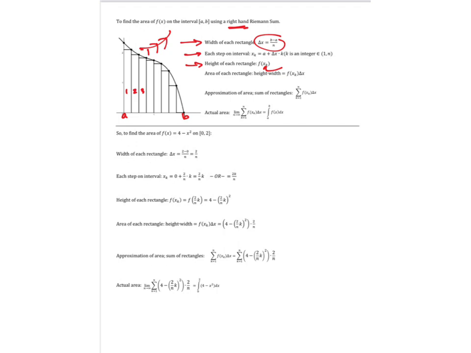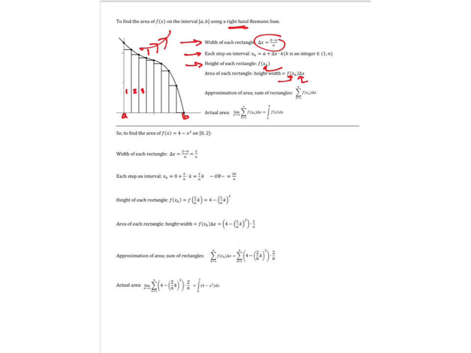Now, how do I find area of a rectangle? Length times width, base times height. What's the base? The base is going to be delta x. That's its width. And its height is going to be f of x sub k. And the x sub k allows me to find the different heights based on the different locations of the rectangles where they hit the function.